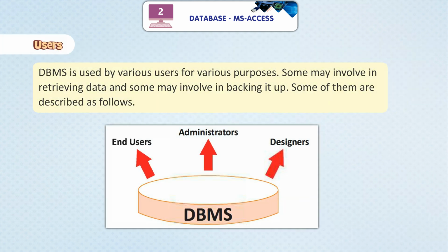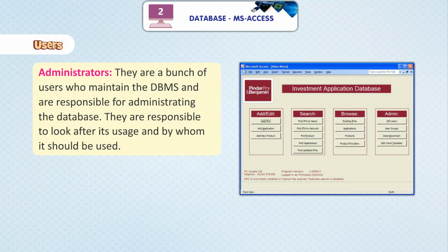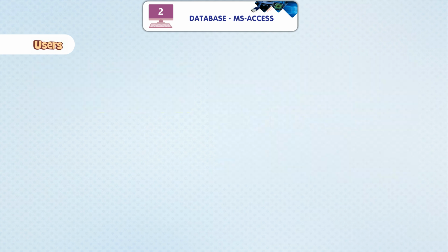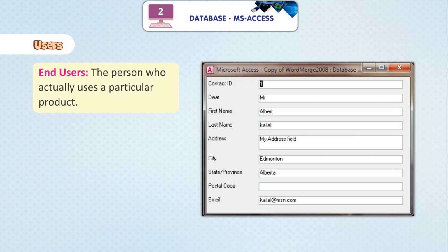Users. DBMS is used by various users for various purposes. Some may involve in retrieving data and some may involve in backing it up. Some of them are described as follows. Administrators. They are a bunch of users who maintain the DBMS and are responsible for administrating the database. They are responsible to look after its usage and by whom it should be used. Designer. This is the group of people who actually work on designing part of database. End users. The person who actually uses a particular product.